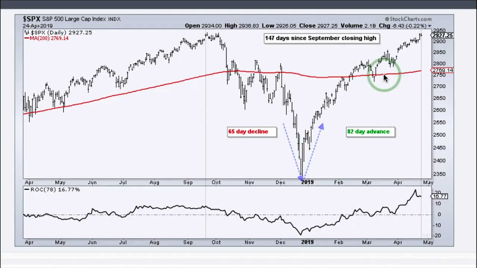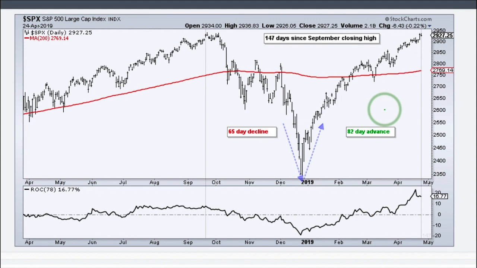So the S&P 500 hit a new high. It exceeded its September high. There you can see the gray line is the closing high on September 20th. And we moved above that high the day before yesterday and hit a new high. So basically we've come full circle from that September peak to the December trough all the way back. We got this big V reversal in the middle. Basically, it was a 65-day decline and then an 82-day advance. And the advance is still ongoing as far as I'm concerned.